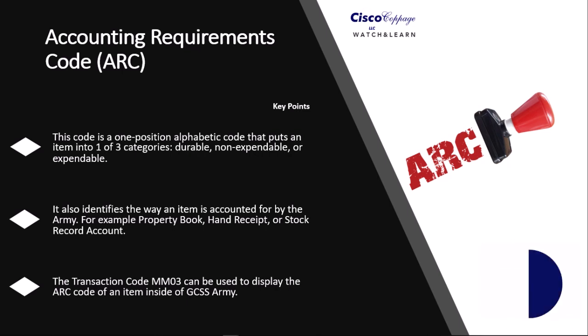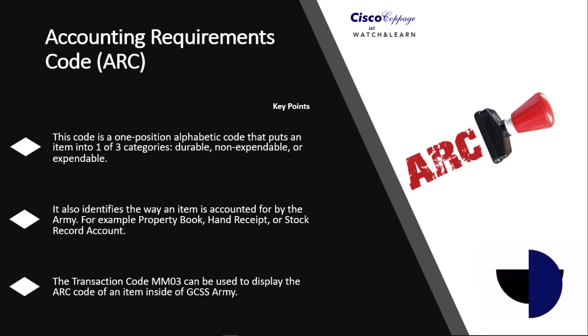The first key point is that this code is a one-position alphabetic code that puts an item into one of three categories. Either it will be durable, non-expendable, or expendable. The second key point is that it also identifies the way an item is accounted for by the Army.